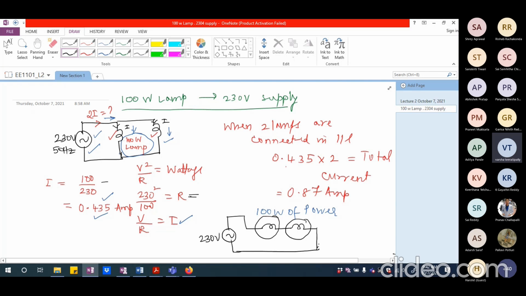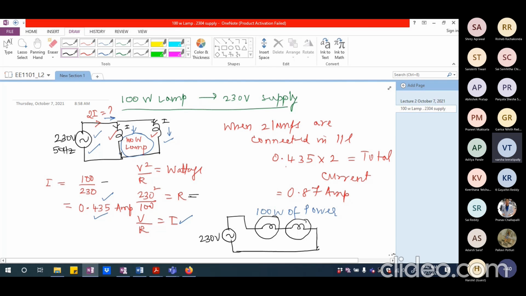If one is 100 watt and one is 80 watt, then also 2I only? No, it will not be 2I. Obviously, you have to calculate, 80 will be the power. So you have to calculate V square divided by 80 as the resistance, right? And that resistance will determine the current, obviously.